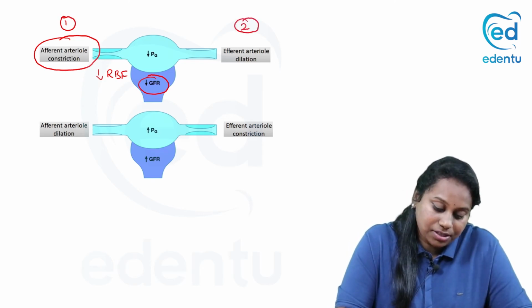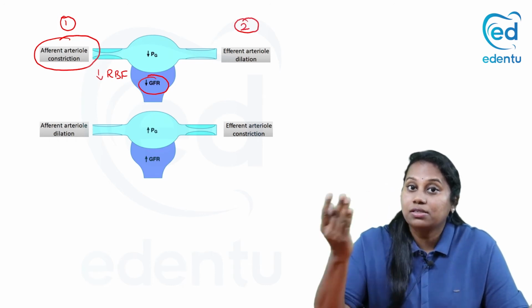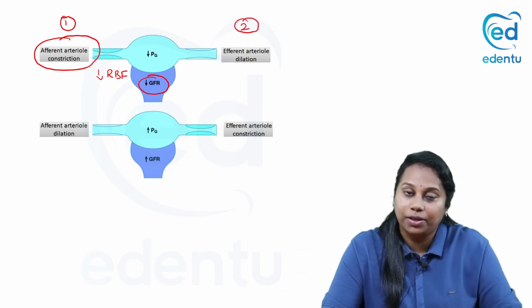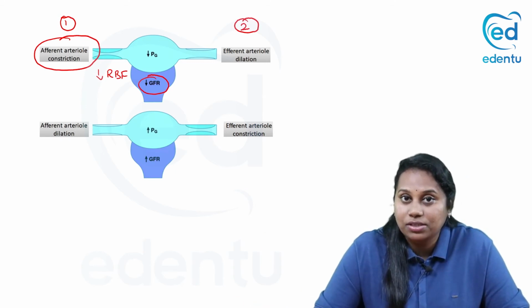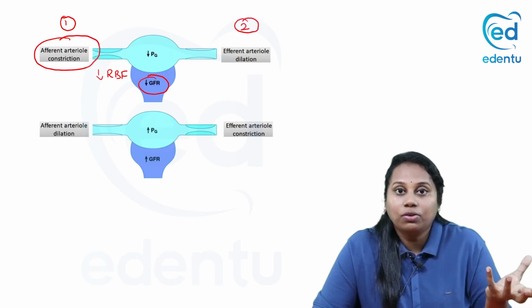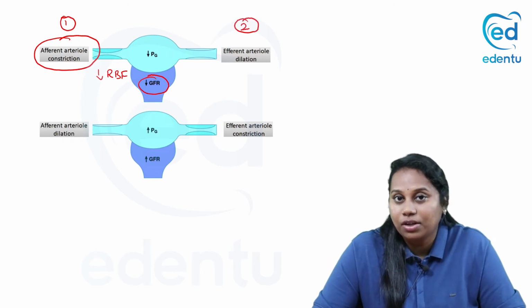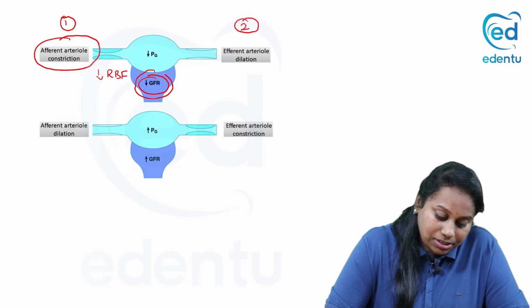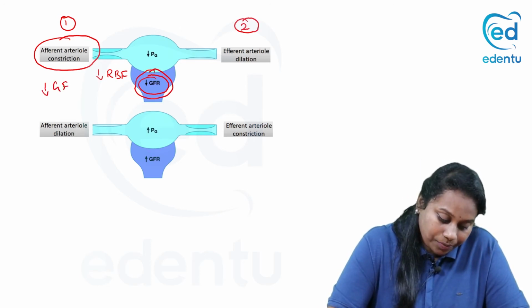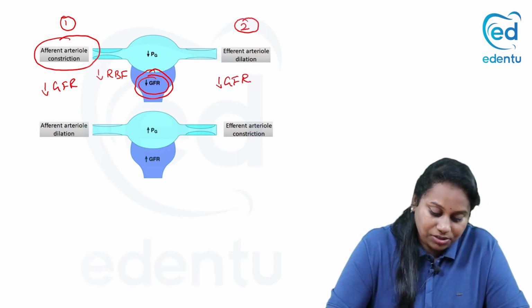The second factor is efferent arteriole dilation. See, the arteriole which brings out the blood, if it is going to dilate, what is it going to do? It is going to increase your flow from the glomerulus. So ultimately, there's not going to be any blood inside the glomerulus because it is flowing out into the efferent arteriole. So nothing is going to be filtered here again. So this also decreases the GFR. So both afferent arteriole constriction and efferent arteriole dilation will decrease GFR.